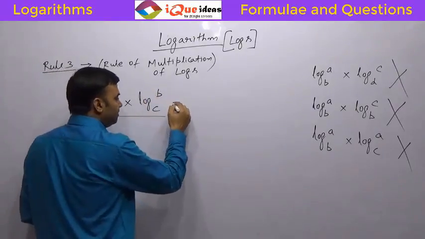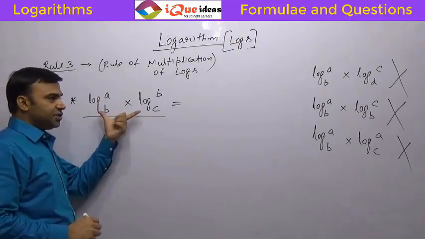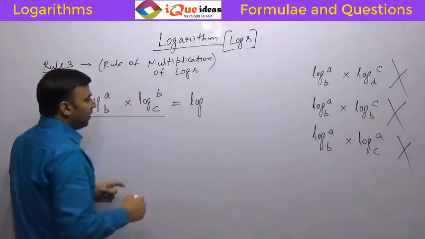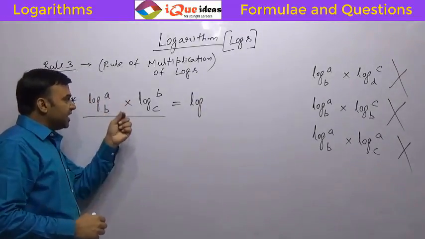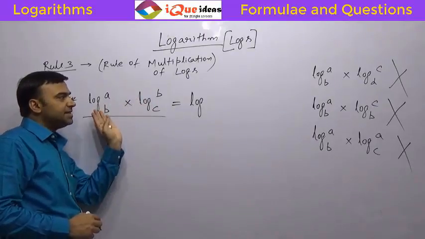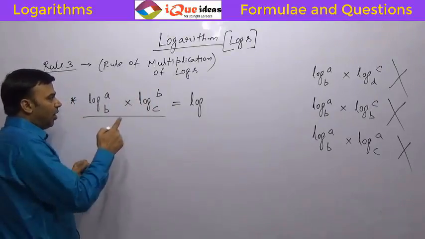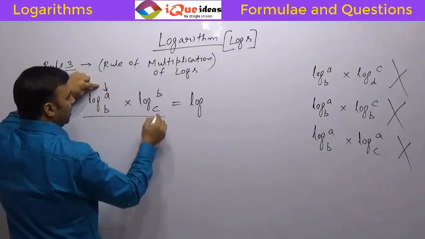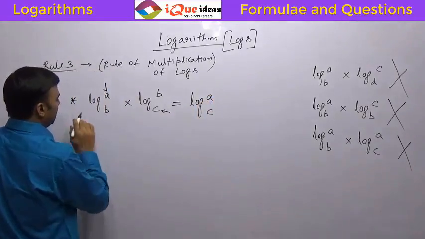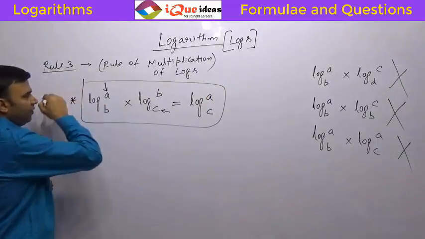And what is the outcome? If this is true, then the outcome is only one log, right? And in that one log, the numbers will be other than the common number. So b was common, so b gets eliminated, and the final answer will be log of this number to this base. So it is log of a to the base c. Please note it down very carefully. This is one very beautiful rule.